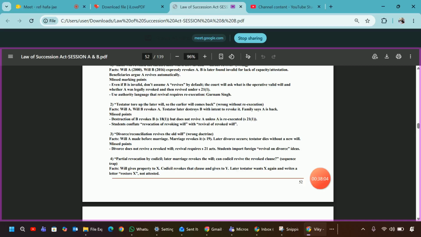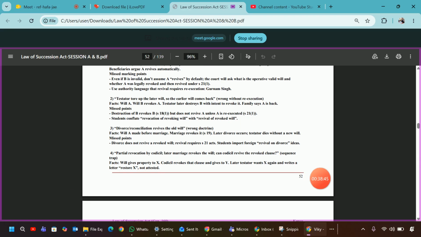Two, facts: Will B revokes A. The testator later destroys B with intent to revoke it. The family says A is back. The missed point is that destruction of B revokes B pursuant to Section 18(1), but does not revive A unless A is re-executed pursuant to Section 21. So students conflate revocation of the revoking will with revival of the revoked will.